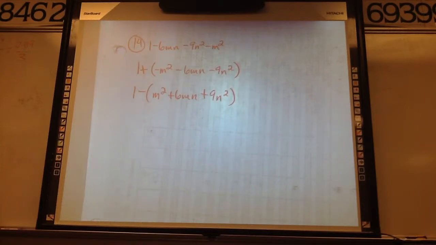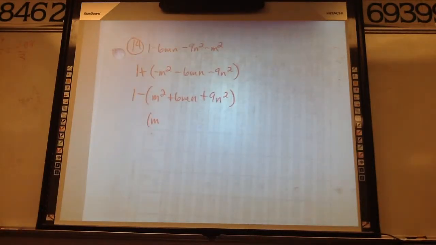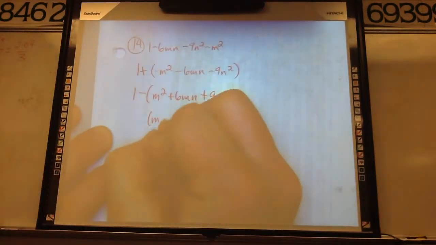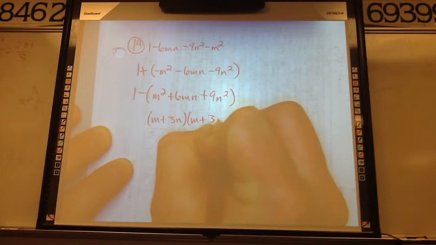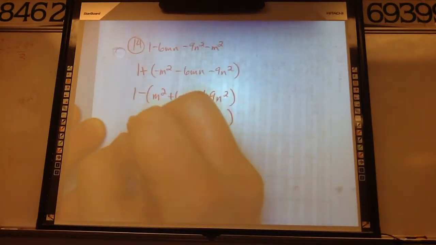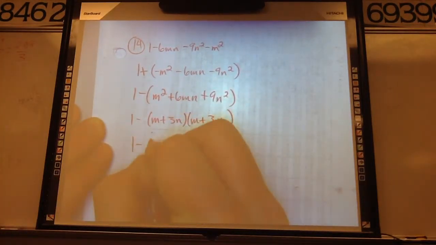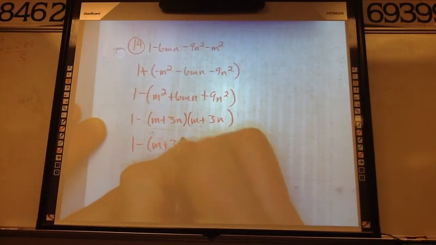Bro, this is simple math. Should have got m plus 3, m plus 3. Yeah, but then we have to go more. m plus 3, 1 minus m plus 3 m squared plus 3n. Don't forget the n. 1 is a square and that's a square. And then, hey, that's m plus 3n squared.